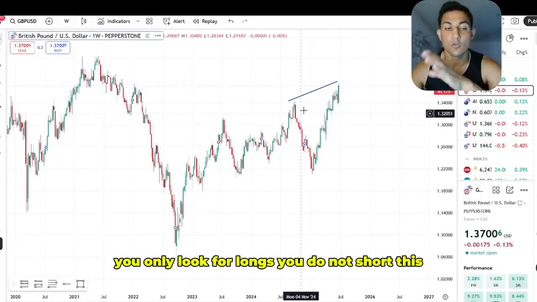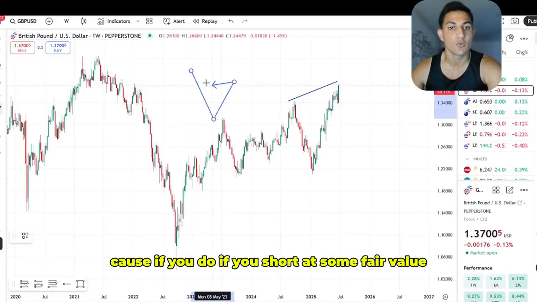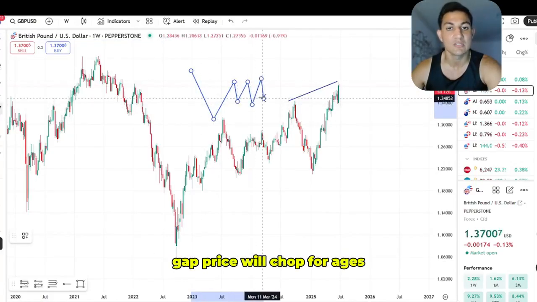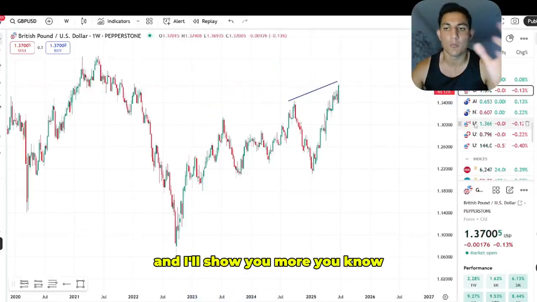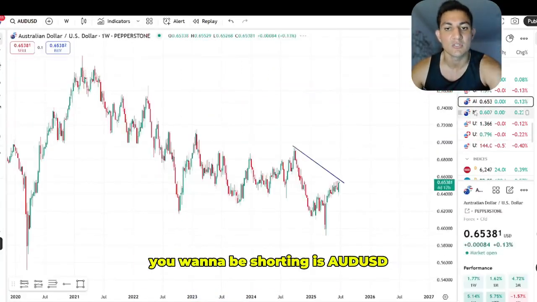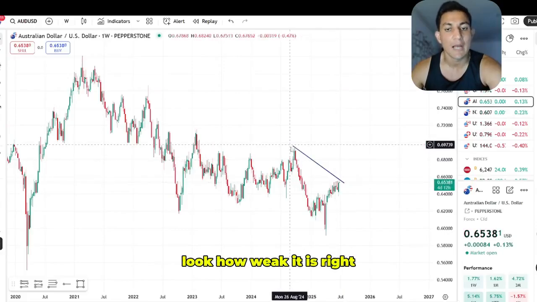So GBP and euro dollar, you only look for longs, right? You only look for longs. You do not short this, because if you short at some fair value gap, price will chop for ages and it will go and take out your stop loss, right? The only currencies, and I'll show you more analysis later on, but the only currencies you want to be shorting is AUD USD. Look how weak it is, right?